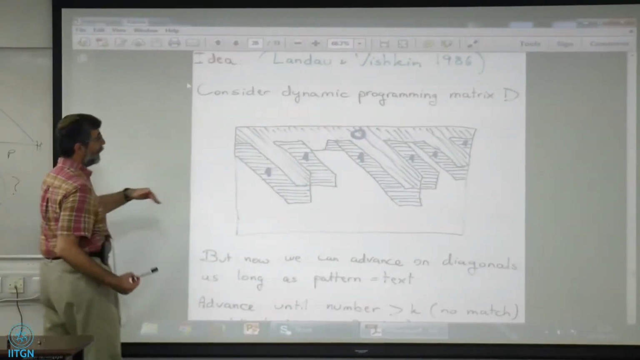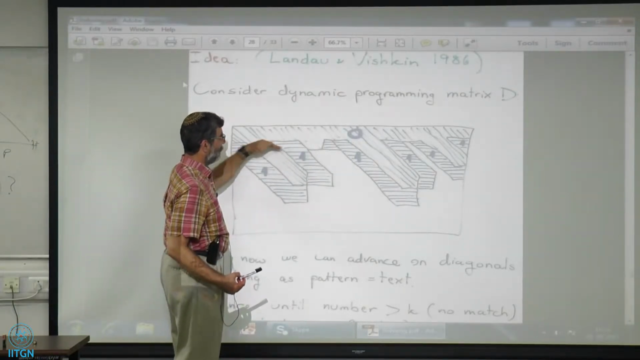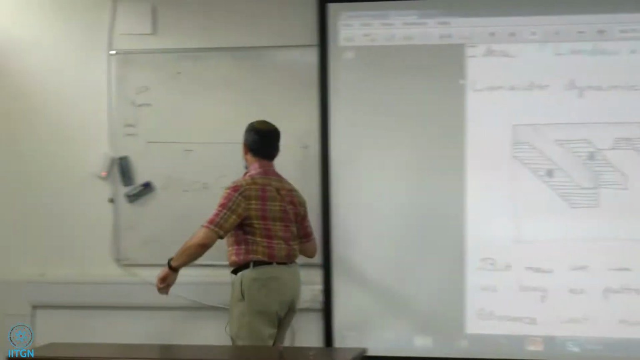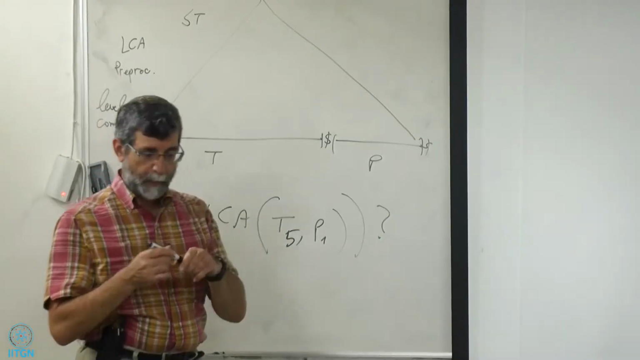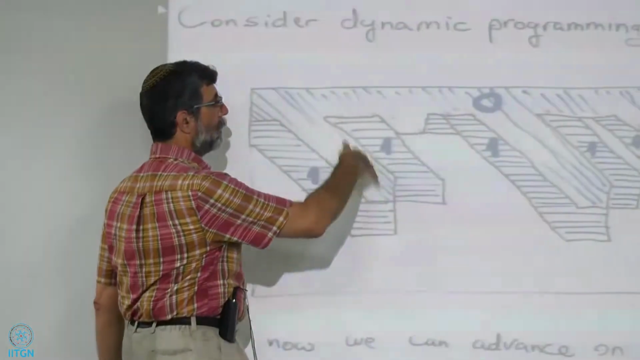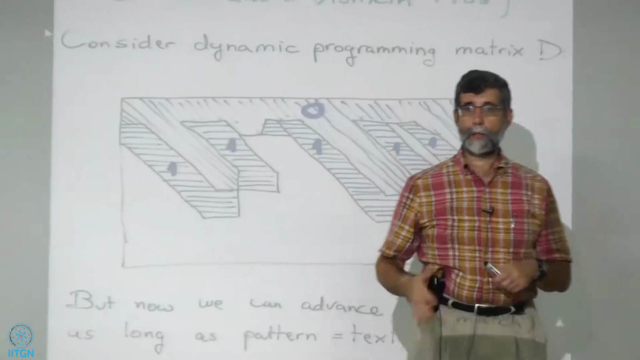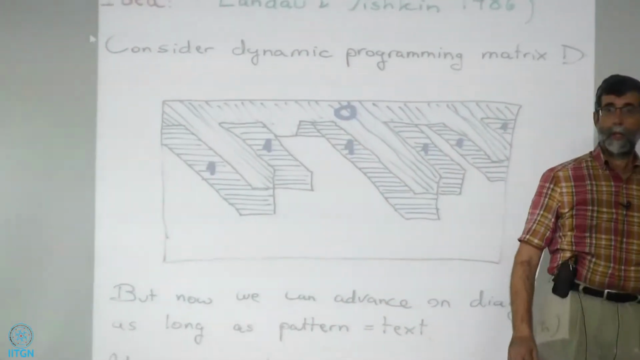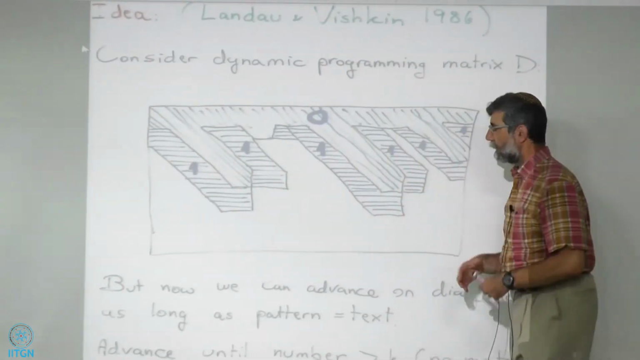Now, we do that for every diagonal. So if we're talking about here, we're still looking at P1, but let's say this is index 5 already. So we do LCA of T5 in P1, and we look at the level, and that tells us how much we can advance in each one of those. So at this point now, we have extended all our diagonals as much as we can extend with 0 errors. And we know that already here there's going to be 1, and here there's going to be 1, etc.